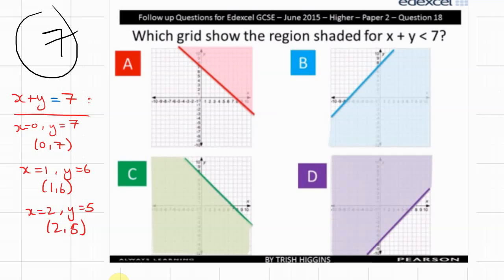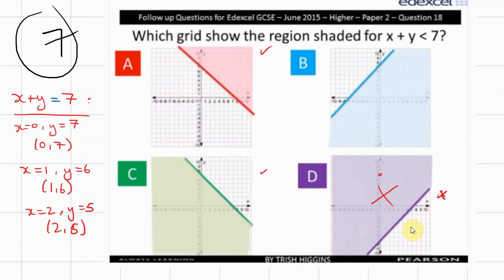2, 5, so I'll do it with my mouse so you can see where my mouse is moving. 0, 7, that works. 1, 6 and 2, 5, so this one's in contention. This looks like the line. This also looks like the line. It's the same line as that one. This one here, does this have 0, 7? 0, 7 is up here. That is not on our line, so this one is not the line x plus y equals 7.